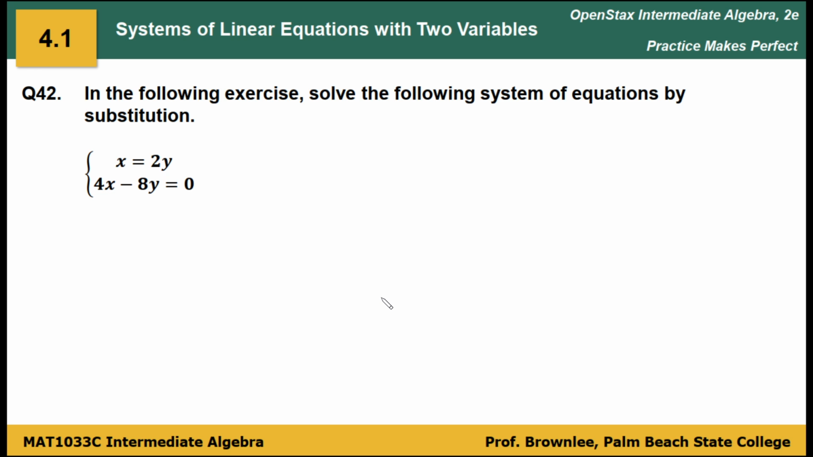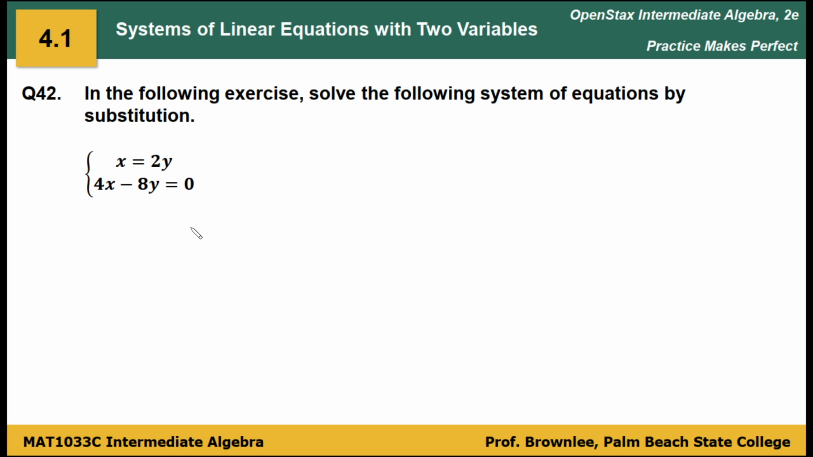Is one of the two equations in your system already solved for x or y? If it is, then you're sort of ahead of the game. And in this case, we're sort of ahead of the game, right? Because we can see here in the first equation, the variable x is all by itself. It's isolated on the left-hand side. There's nothing else on that side of the equation.